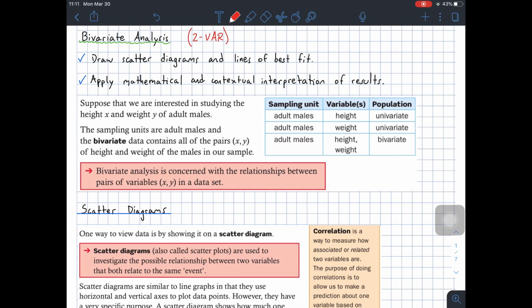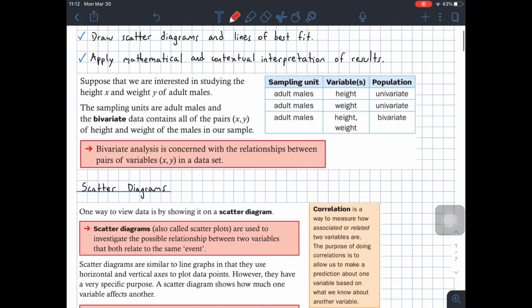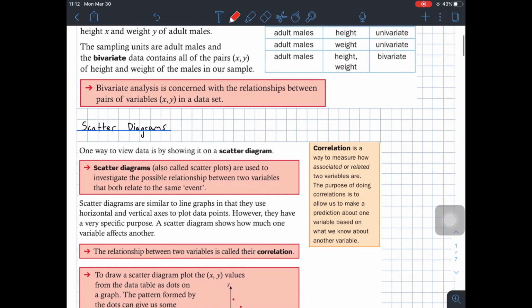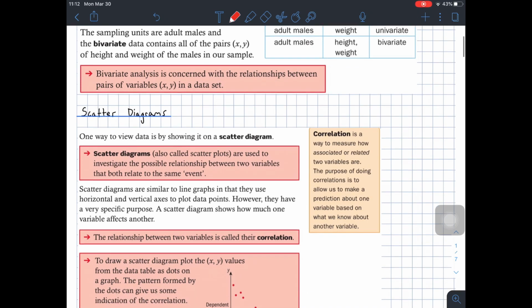But if I study the two variables at the same time, then we're conducting a bivariate analysis. Bi comes from 2, okay? Uni is from 1. So, bivariate analysis is concerned with the relationship between pairs of variables x, y in a data set. So what we try to study with bivariate analysis is the relationship between two variables.